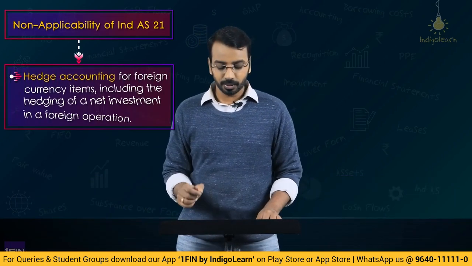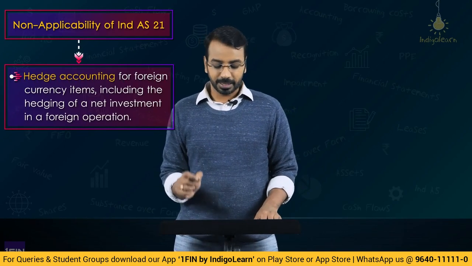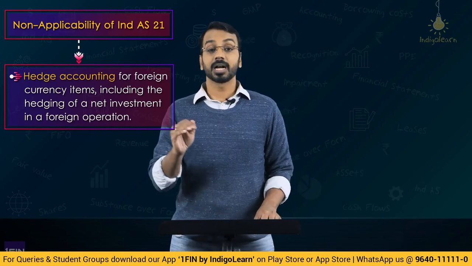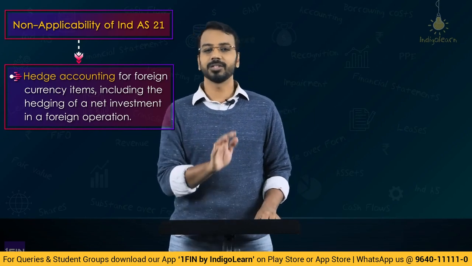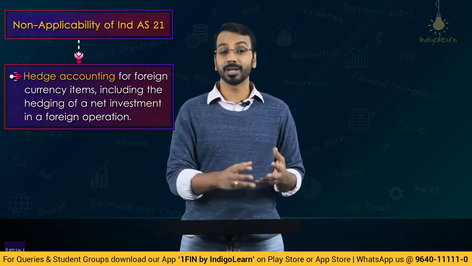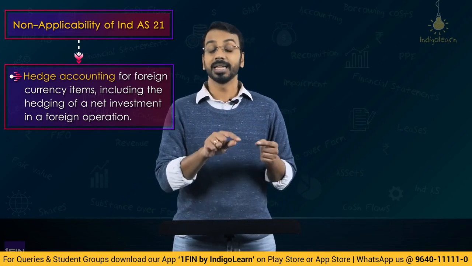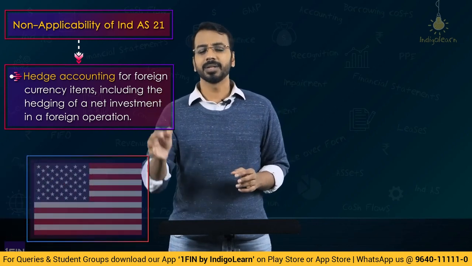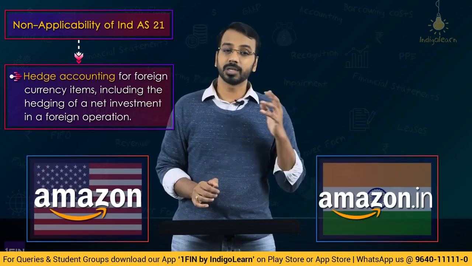Let's now have a look at the exclusions from the scope of Ind AS 21. The first one is hedge accounting for foreign currency items, including the hedging of net investment in foreign operation, which is covered under Ind AS 109 hedge accounting. So, why will we have a hedge accounting if we have an investment in foreign operation? Say for example, there is a company Amazon US and we have Amazon India.